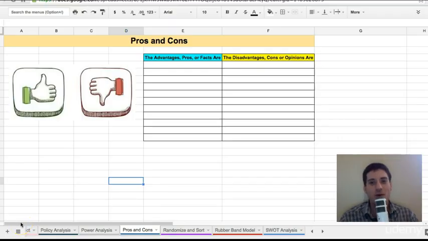Perhaps one of the most popular methods of looking at a problem is the pros and cons method. This is perhaps something that we learn in school about how to weigh up certain pros and cons of a situation. I've put together this very, very quick table that will help you list out the pros and cons of a situation that you might be faced with.